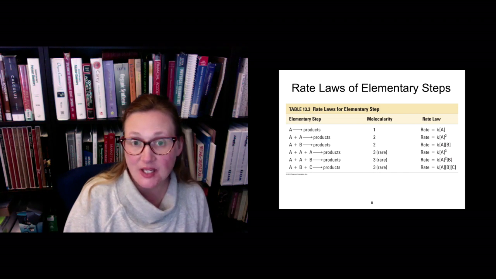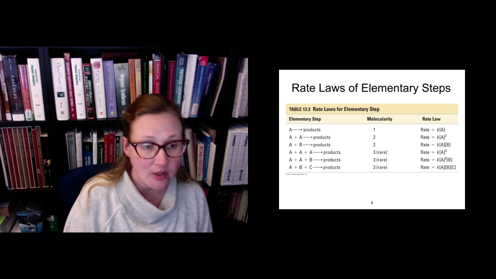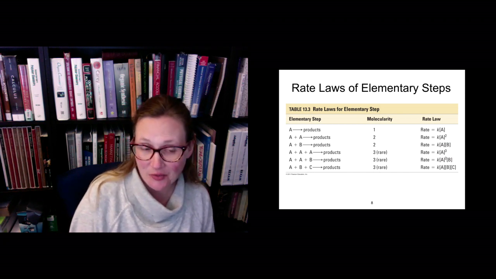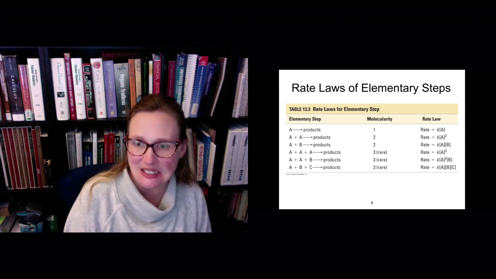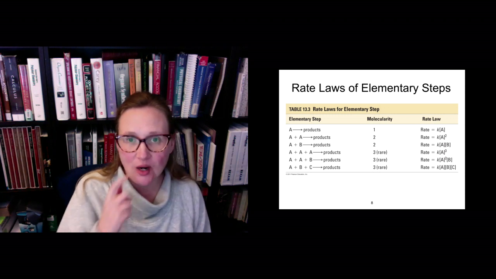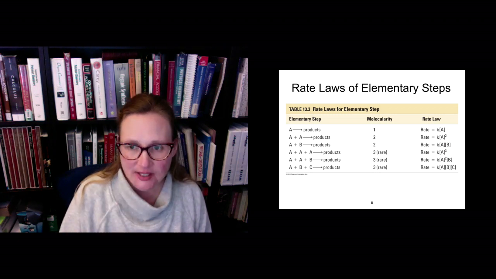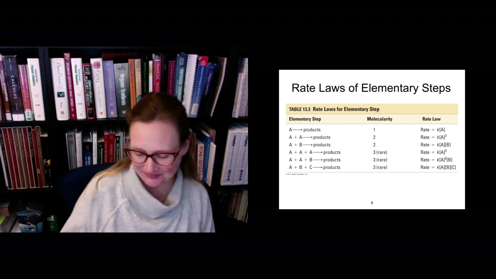And then there are three examples of termolecular. And remember, these are rare, but they can happen. So you either have three molecules of A, two molecules of A and one of B, or one of each A, B, and C. And you can see the rate laws associated with them. So when we describe the rate law of an elementary step, we're really just counting those molecules.